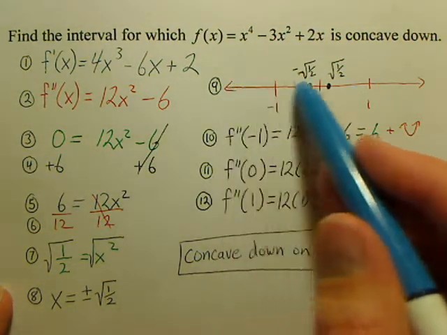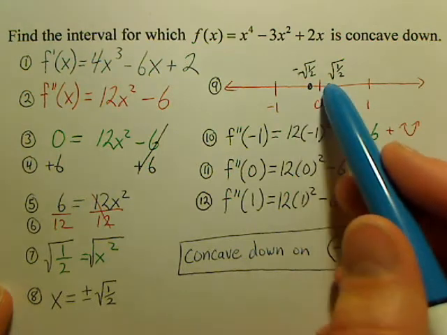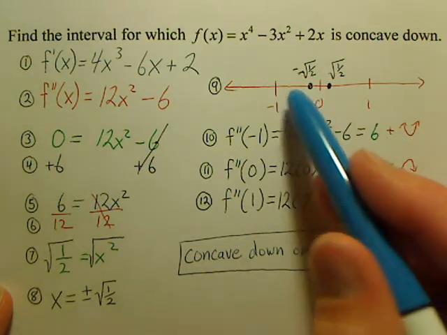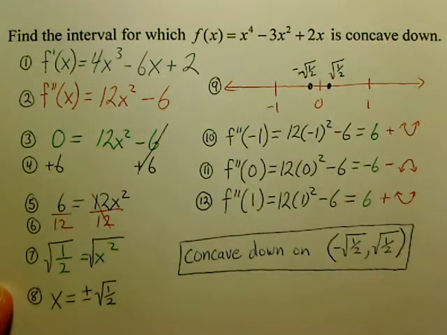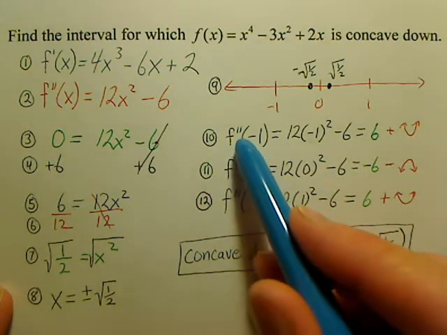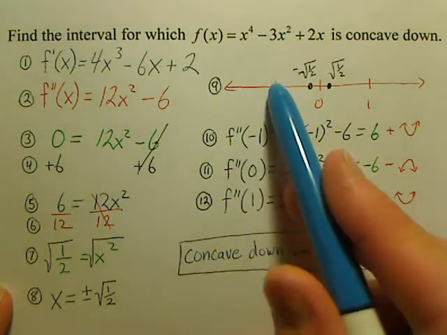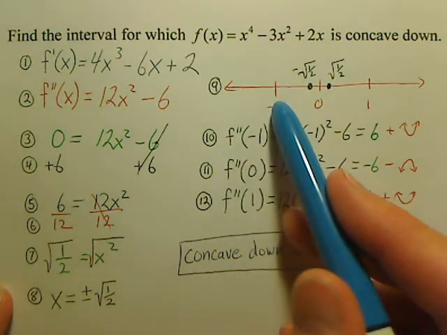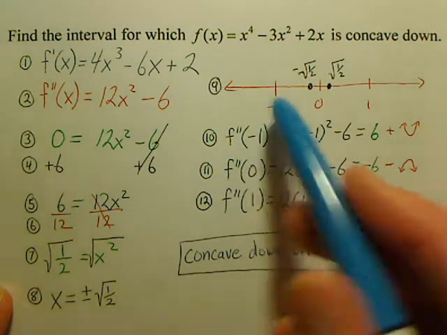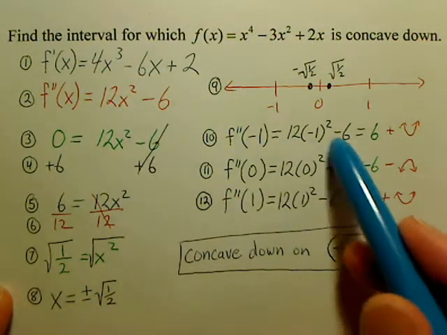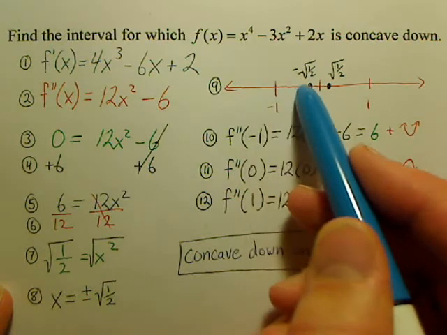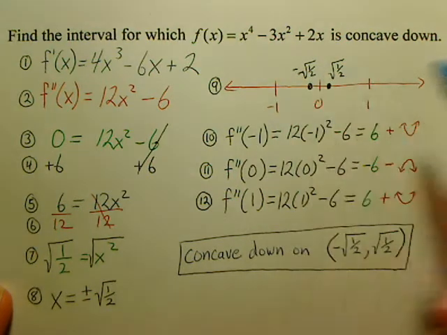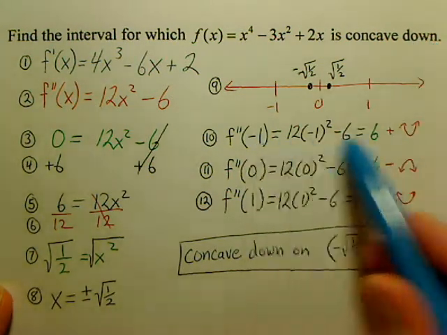Now I put those on a number line, and I'm going to check values on the left edge, in the middle, and on the right edge by plugging them into the second derivative. For this one, I plug in -1, because -1 is on this interval, a nice easy number, and I put it into the second derivative. Putting it into this function, it comes out to be 6, which is positive, so it means it's concave up.